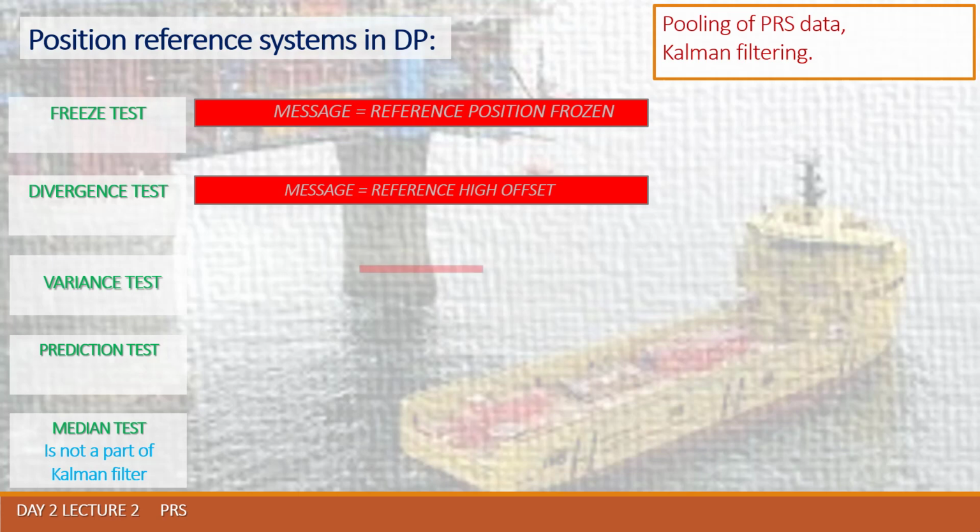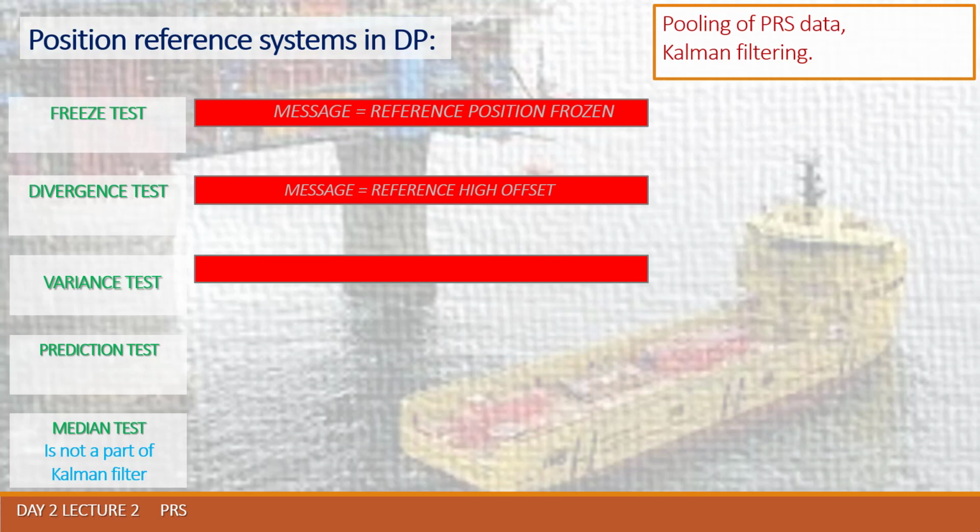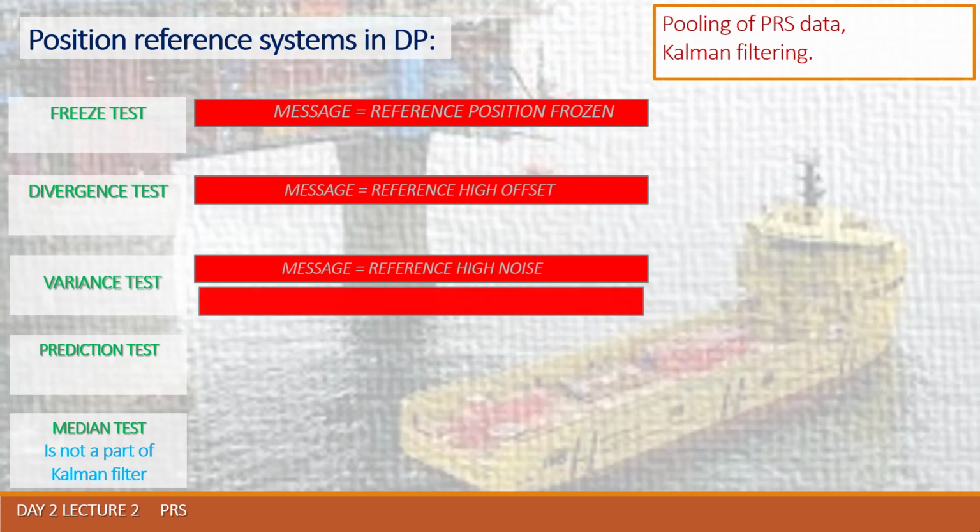The variance test is supported with the messages: reference high noise and reference high variance. The system will give a warning to the operator if the variance of a position reference system increases greater than 3 times the expected accuracy. Generally, it is 2.24 meters by default, and it is pre-programmed in the DP software.